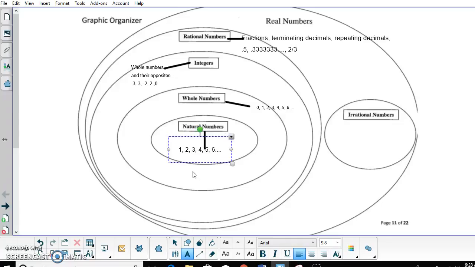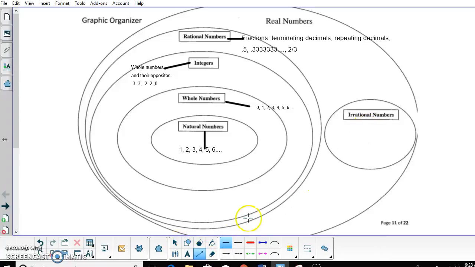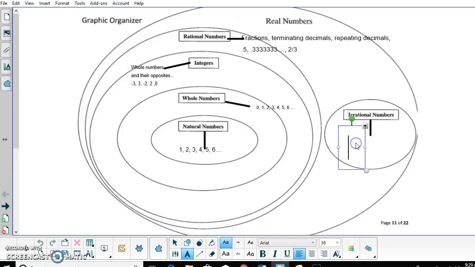And lastly, our irrational numbers are numbers that are a little bit crazy. I like to call them crazy numbers because pi is one of those numbers that goes on and on forever. And that's a little bit crazy to me that it looks like that. So that's why I call it crazy. So we're going to go here to our irrational numbers, and we're going to give some examples of our irrational numbers.